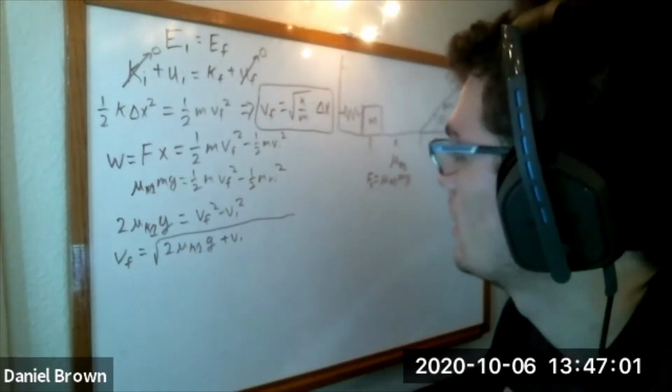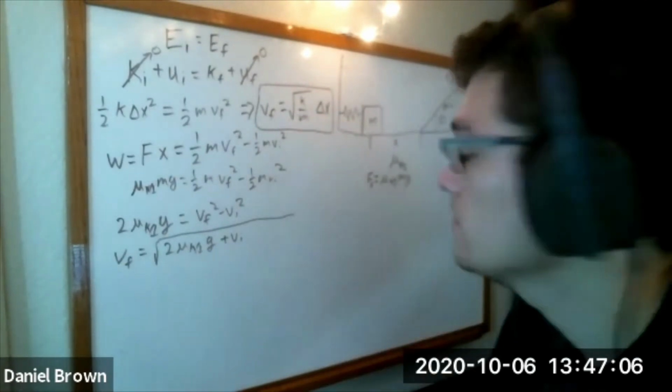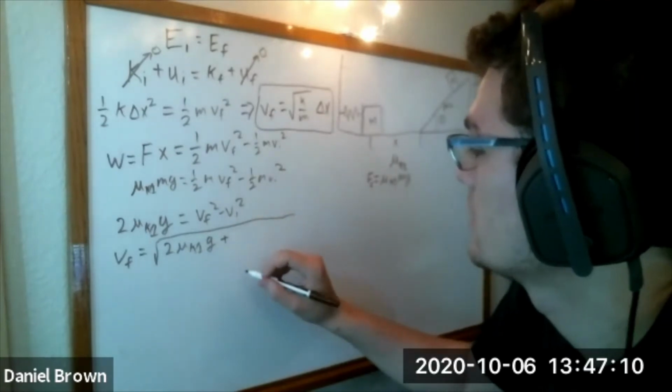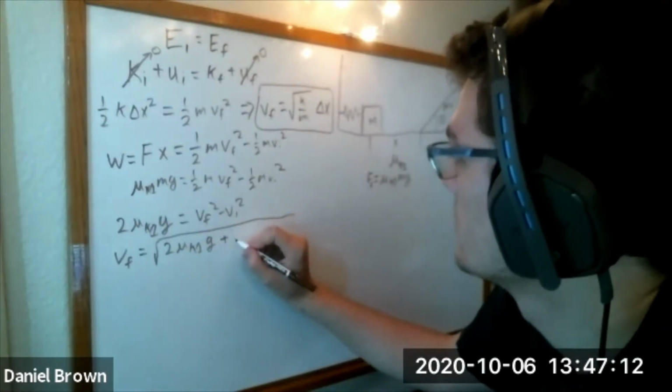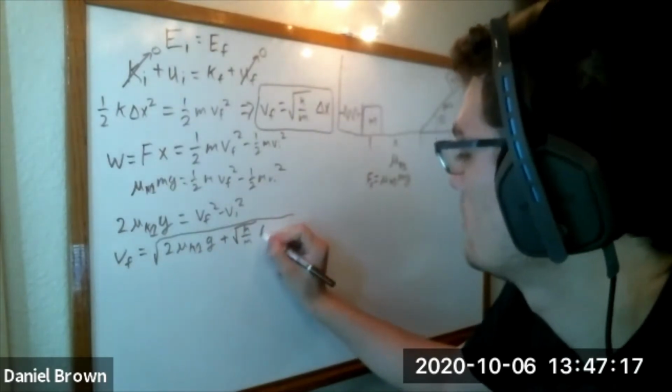But VI in this case is going to be our VF from our last part of the problem. And so then we can replace that in here, and we can say that this is going to be equal to the square root of K over m times delta X squared.